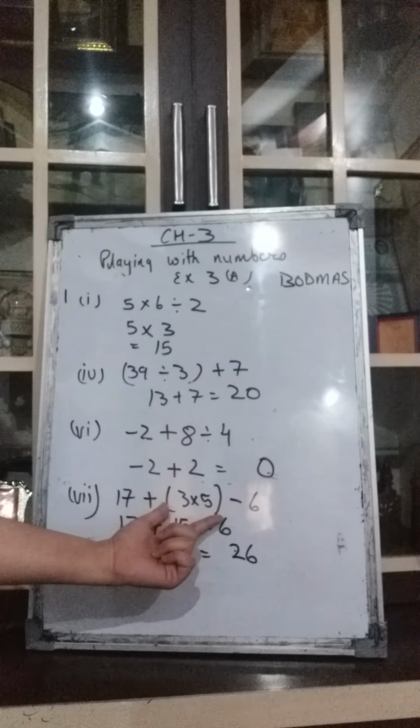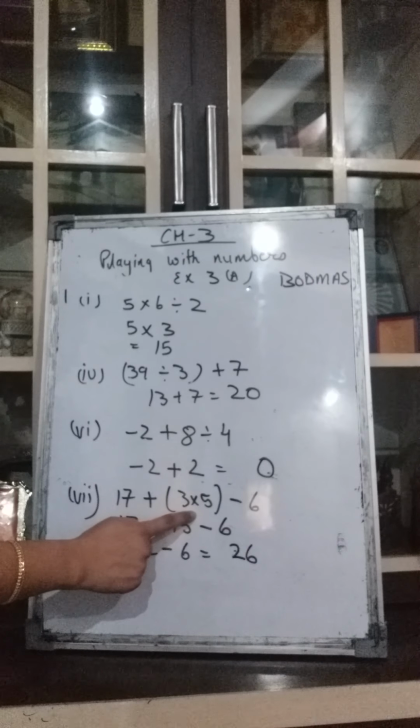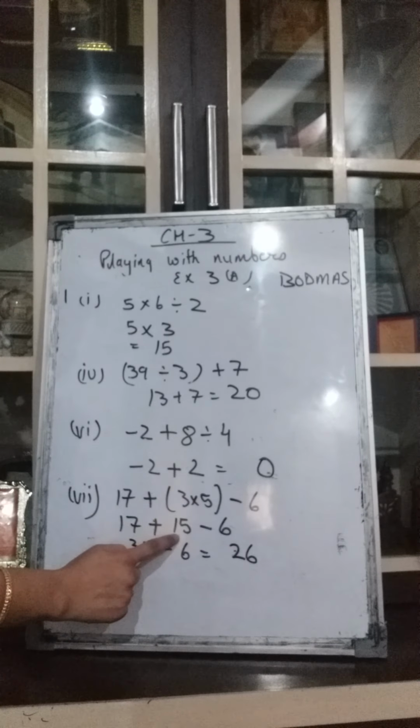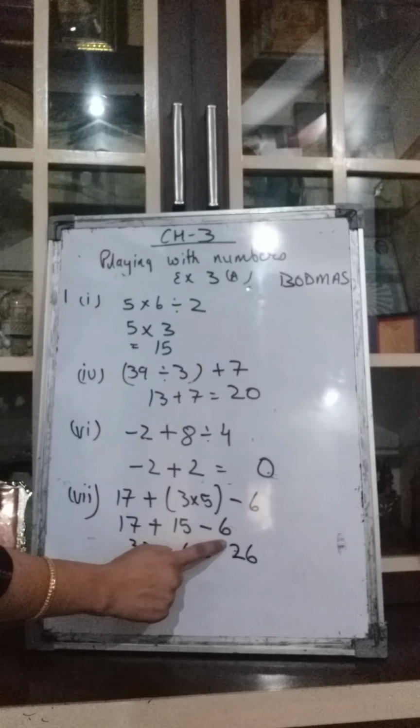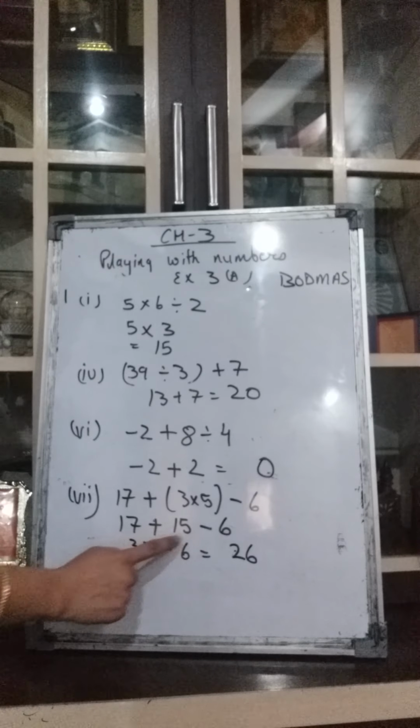It is in bracket, right? So bracket has to be solved first. So it will be 17 plus 3 into 5 gives you 15 minus 6. Now how many operations are left? Plus and minus. Okay, two operations are left.